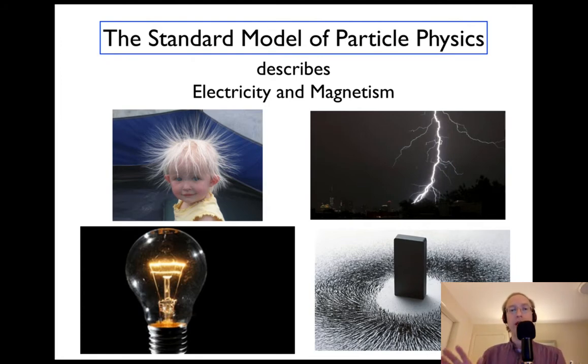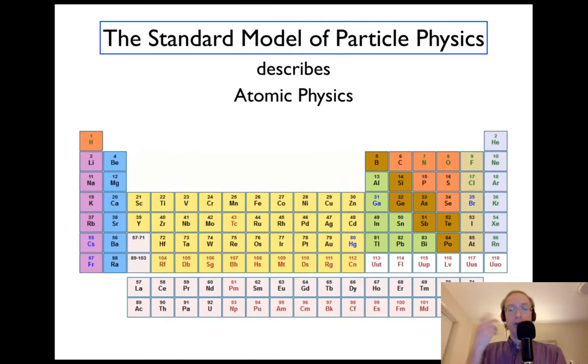So for example, it can describe electricity and magnetism, basically any electromagnetic effect like static electricity, lightning, light bulbs, magnetism like your refrigerator magnet. And it can also essentially describe all of atomic physics because it can explain quantum mechanically the structure of nuclei and atoms. And so it can explain the structure of the periodic table, and from there, ultimately, basically all of chemistry.